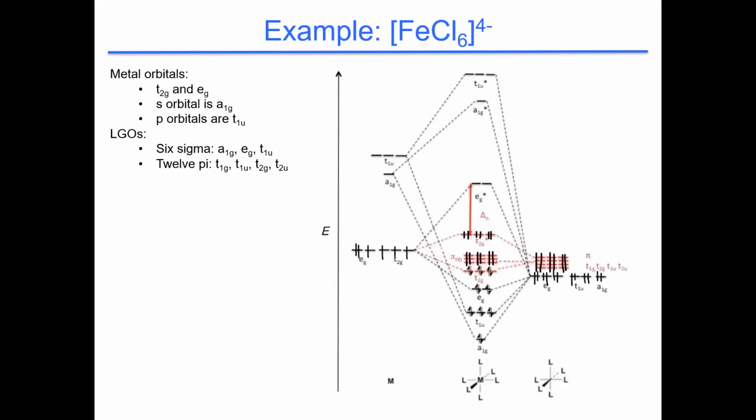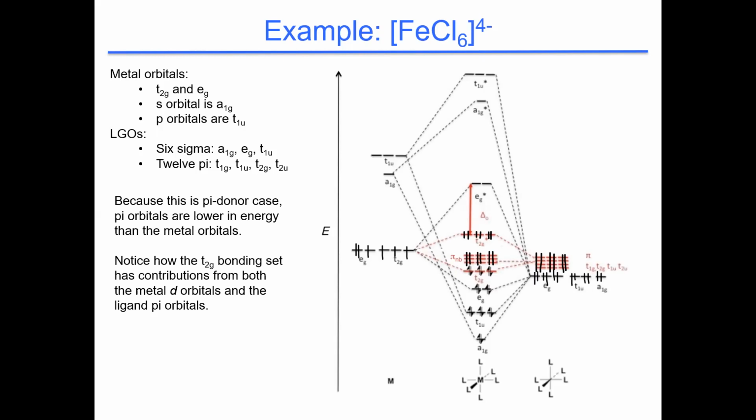So here is our MO diagram, and this is an MO diagram that will generally apply to all pi donor systems. Because we have a pi donor ligand set, the pi orbitals are going to be lower in energy than the metal orbitals, as you can see on the right. It's important to notice that the T2G bonding set has contributions from both the metal d orbitals and the ligand pi orbitals.